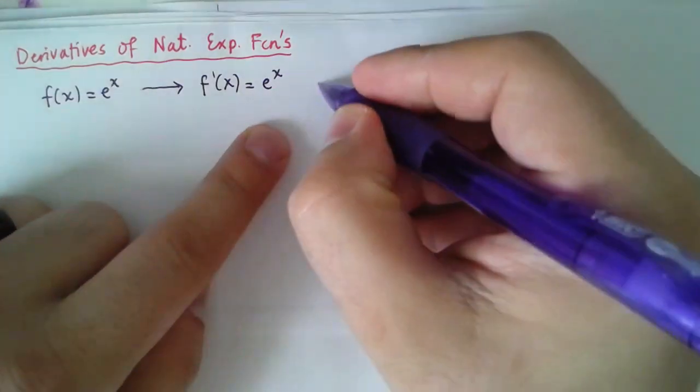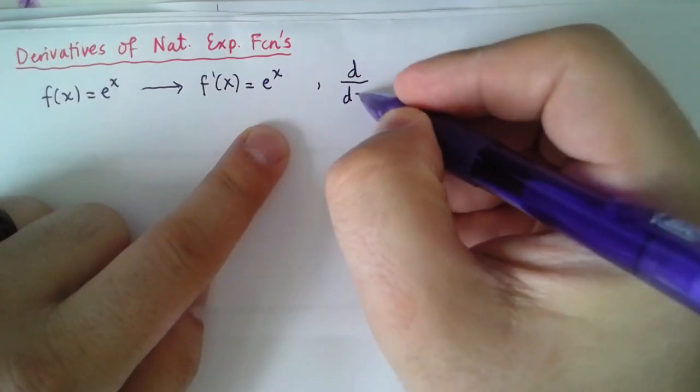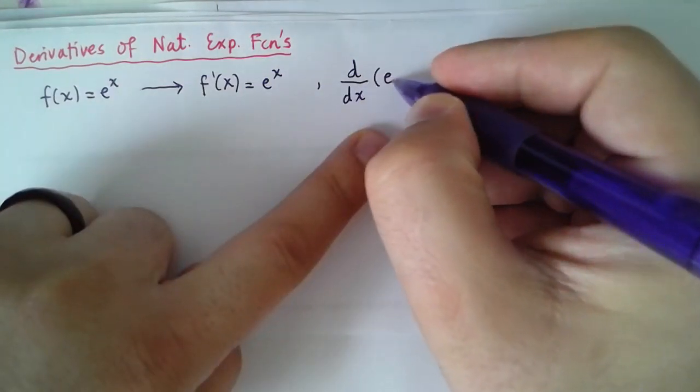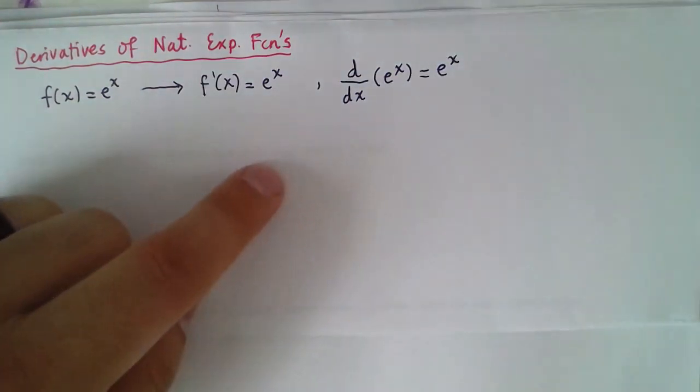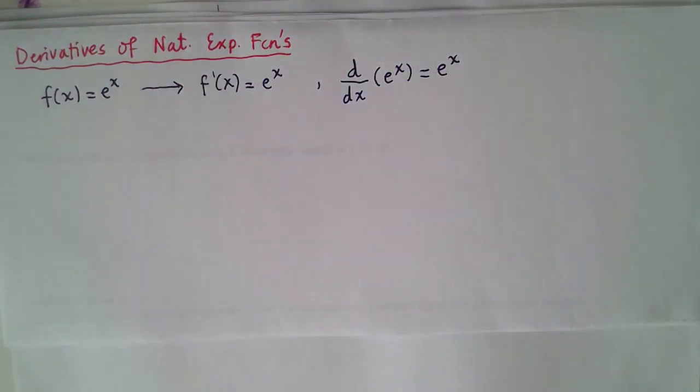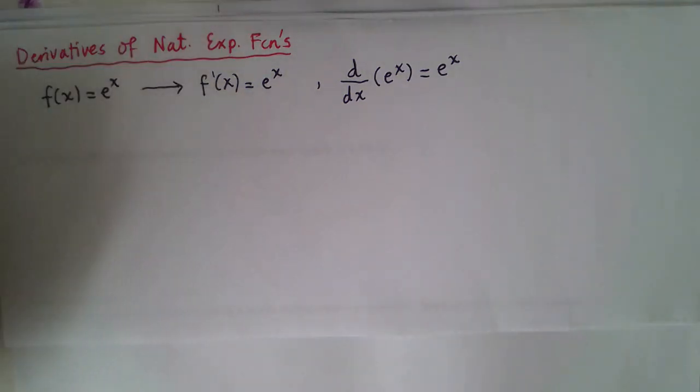So in other words, if you differentiate e to the x, you will get e to the x. So this is a special function. For any multiple of this function, 5e to the x, 10e to the x, all those functions have the same derivative as themselves.